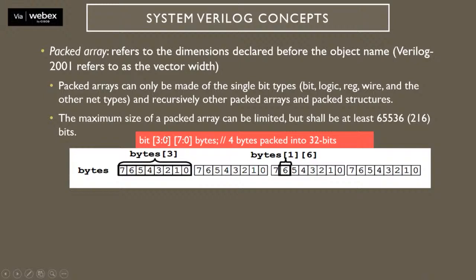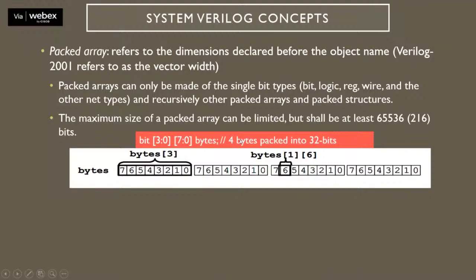So you have two dimensions mentioned over here. The object name is byte. When you say byte here, 0 to 3 there are 4, and 0 to 7, that means it's 8 bits over here. So it is 4 into 8, that is 32 bits. So 32 bits is nothing but 4 bytes.